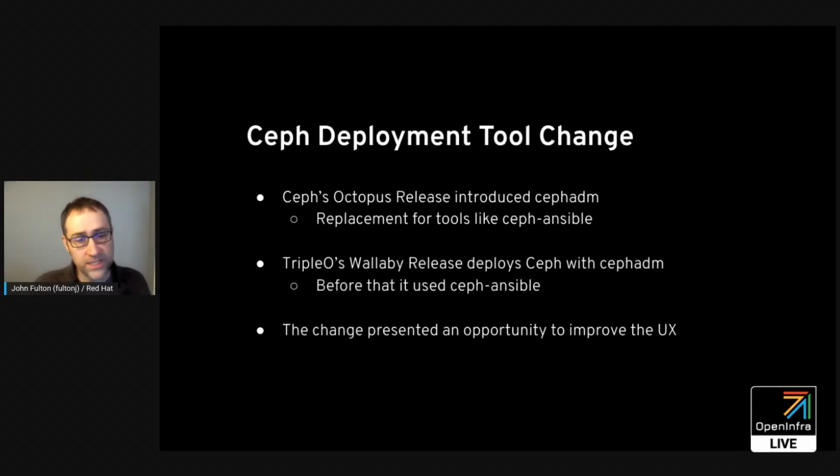So for Ceph deployment, Ceph Ansible is a pretty popular tool for deploying Ceph, but with the Ceph Octopus release, a new tool called Ceph ADM was introduced. On the TripleO Wallaby release, we switched from triggering Ceph Ansible to triggering Ceph ADM instead. And in this change, it presented an opportunity to improve the user interface.